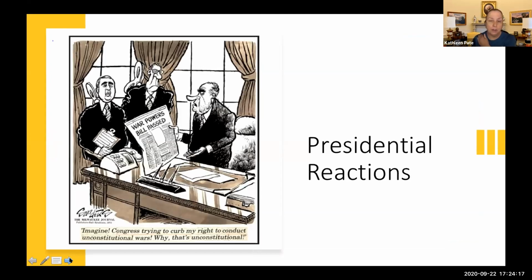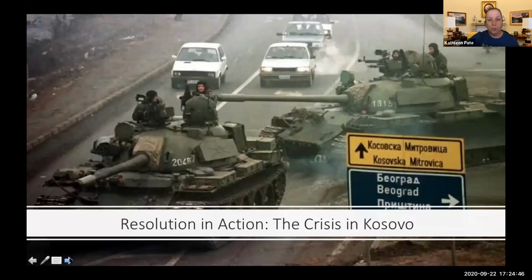President Nixon, at the time, is very angry about this. We've got a great political cartoon here: "Imagine Congress trying to curb my right to conduct unconstitutional wars. Why, that's unconstitutional!" So we see a real tension here between the president as commander-in-chief, his ability to send the military out to intervene militarily, and Congress's power to declare war. We see this unfold, and we see challenges to this in administrations after the Nixon administration.